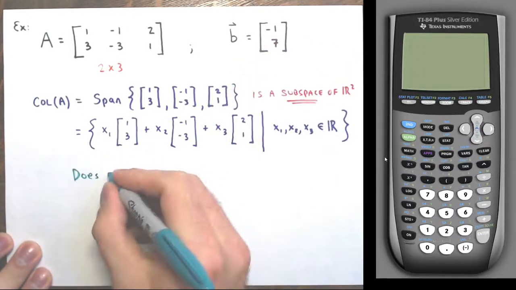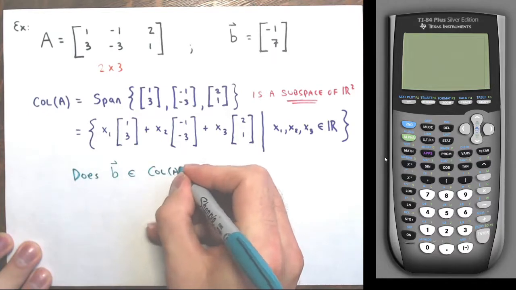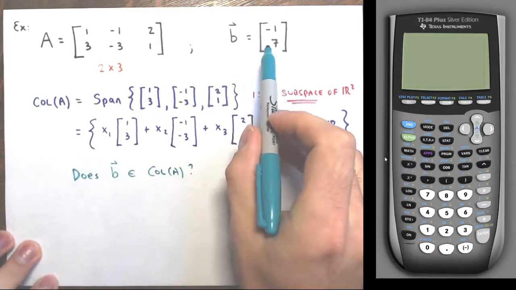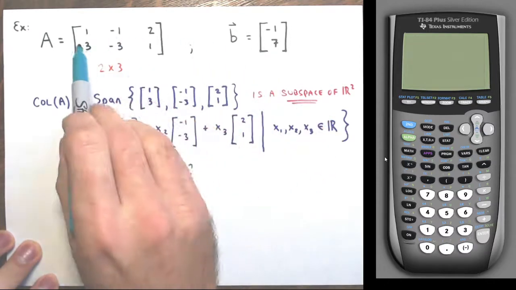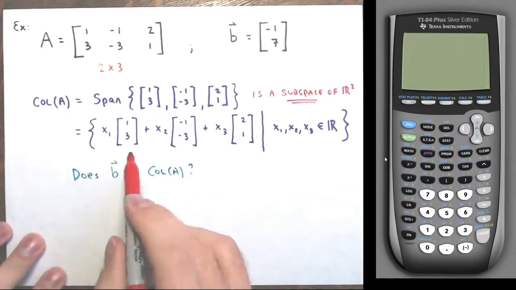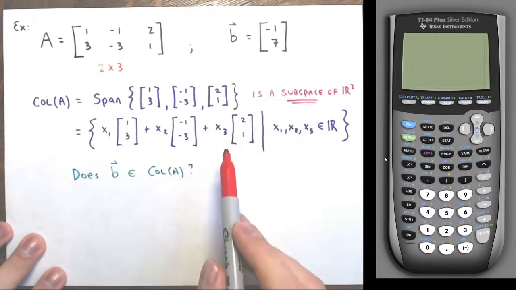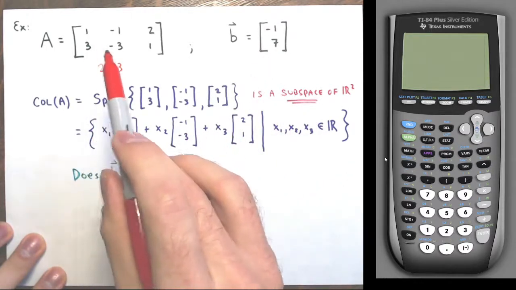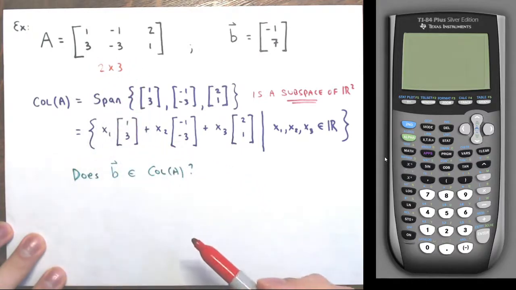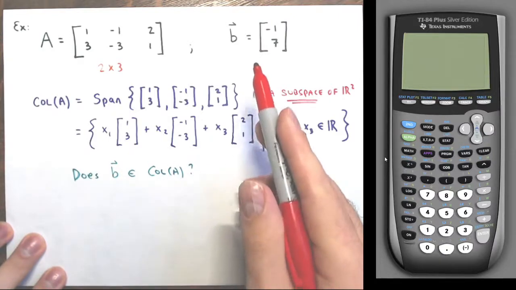Okay, so now the question is again, does this vector -1, 7 belong to the column space of A? Is this vector able to be written as a linear combination of these three columns? As I said before, I'm just going to skip ahead. You could write it as a matrix equation, where you have this 2 by 3 matrix multiplied by the 3 by 1 variable matrix with x1, x2, x3 in it, equal to -1, 7.